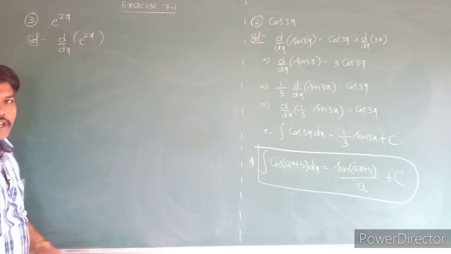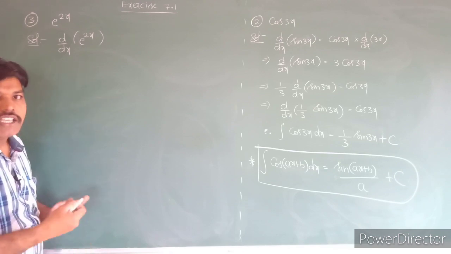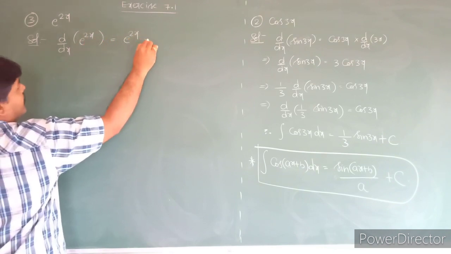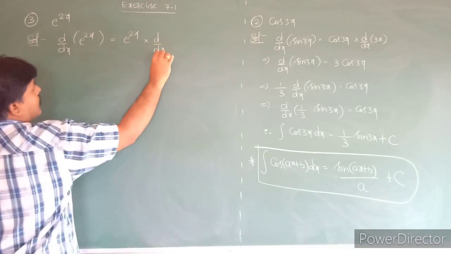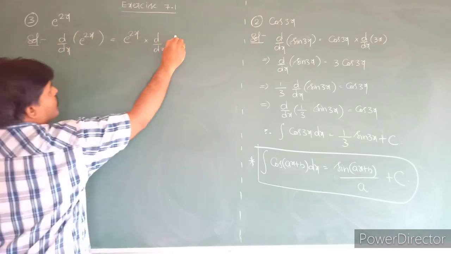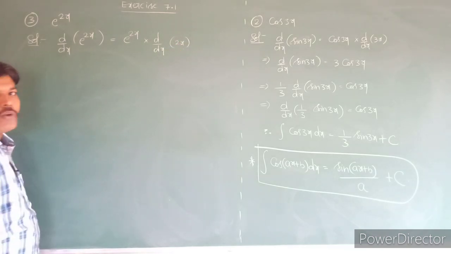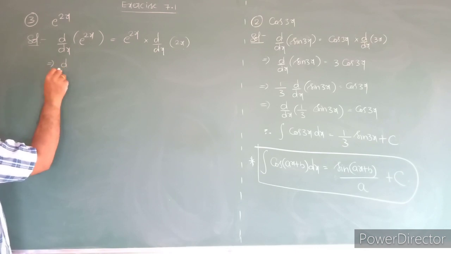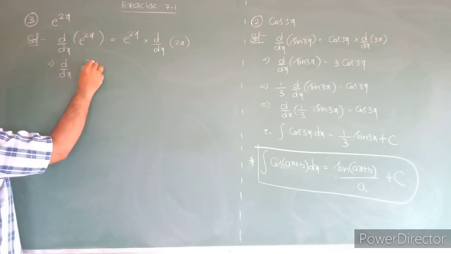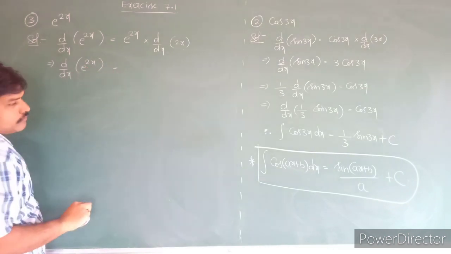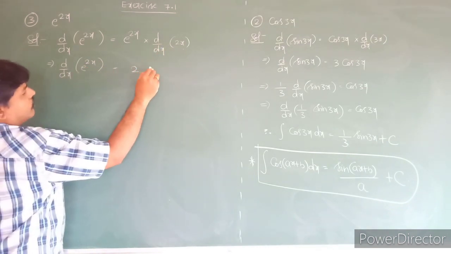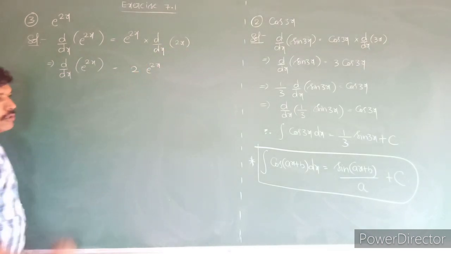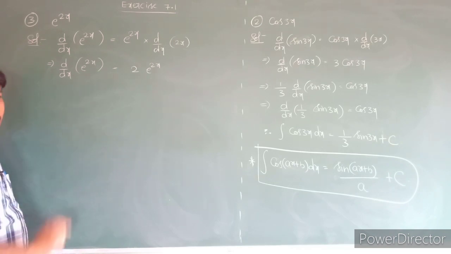Derivative of e power x is e power x. So e power 2x derivative is e power 2x into the derivative of, this is not x, it is 2x. That's why I told you that you have to differentiate the function once again. So the derivative of e power 2x is 2 into e power 2x. Derivative of 2x is 2, because x derivative is 1, so 2 into 1 is 2 only.